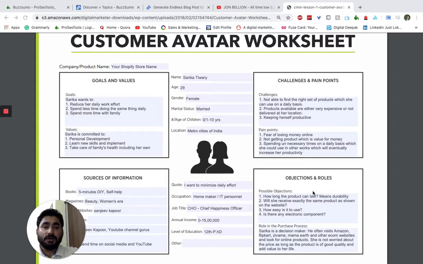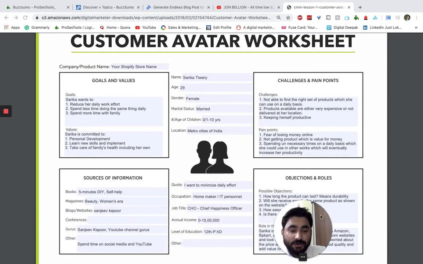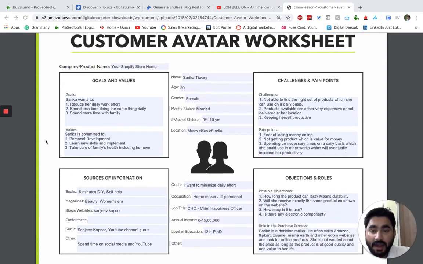Role in the purchase behavior. So is Sarika the decision maker? You will have to keep in mind the person you are going to target should be your decision maker. Is she used to visiting Amazon, Flipkart, Zivame, Mamaearth, and other e-com websites and looking for online products? Is she worried about the price as long as the product is of good quality and adds value to her life? So this is basically the list of questions you need to address before you start running your ads.